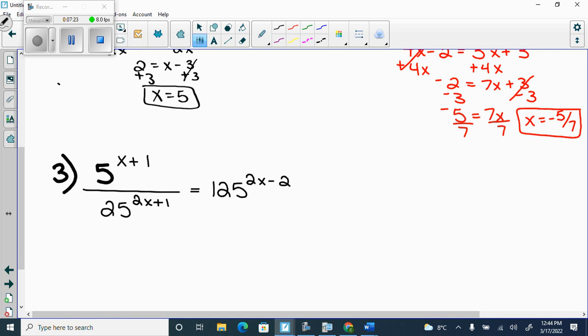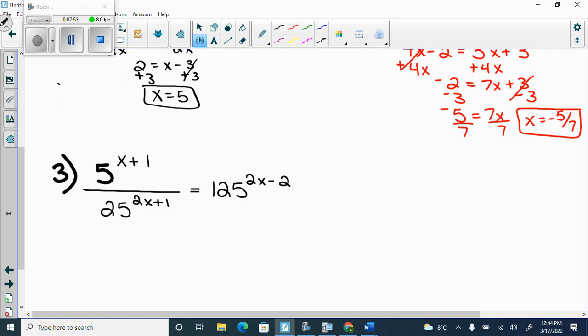So in the previous ones, I just had exponential base to a variable exponent on both sides, correct? But now I have this division happening on the left. Now, how can I put a division together? The only way you can put a division together is if you have common base. Now, when we had common base, we had 2 bases and 2 exponents. What did we do with the exponents?